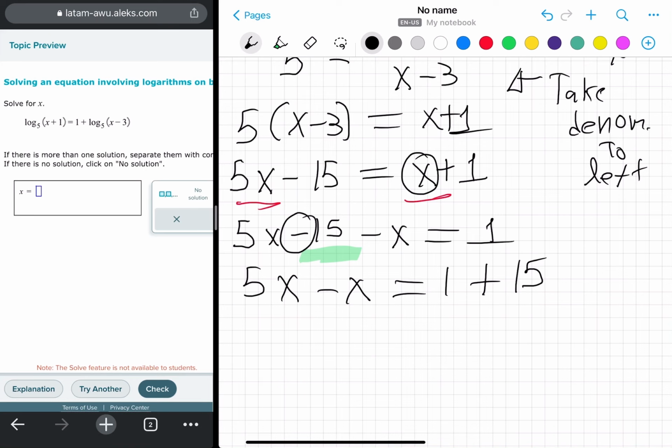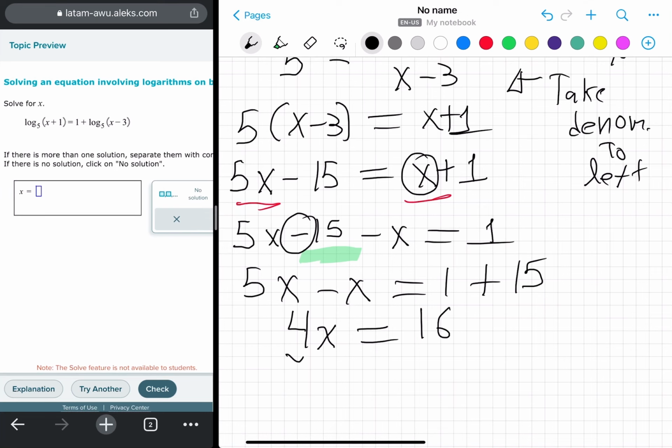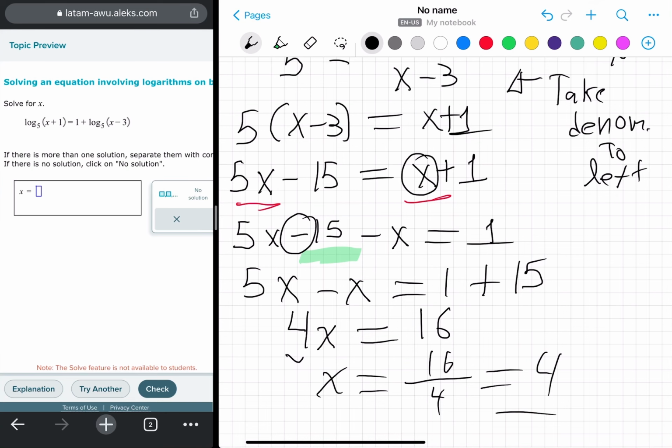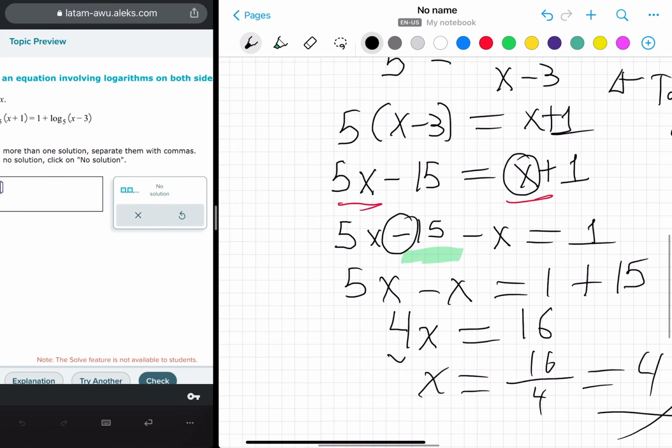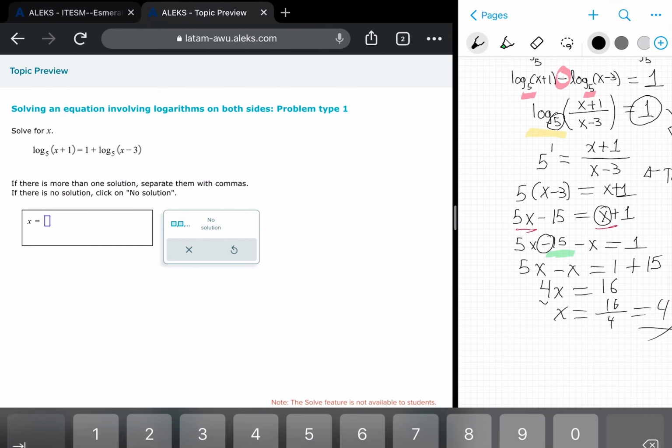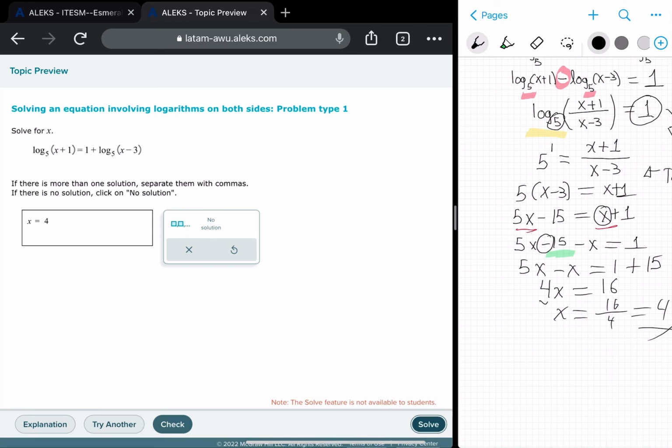Now I'm just going to simplify. 5 times x minus x, it's 4x. And 1 plus 15 is 16. Okay, easy, right? Last step, I'm gonna take this 4 out of here. I don't want it here. X is 16 over 4. 16 over 4 is 4. Just like that. So I just write here 4. And that's the solution to my exercise.